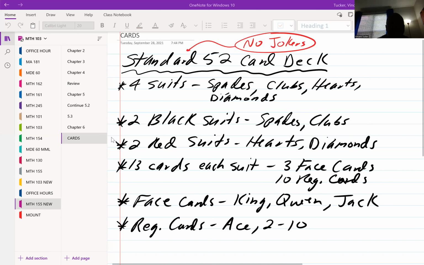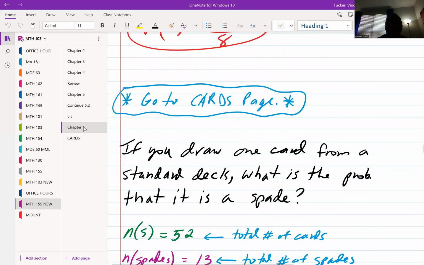All right, anybody still copying this page? Everybody good? All right.